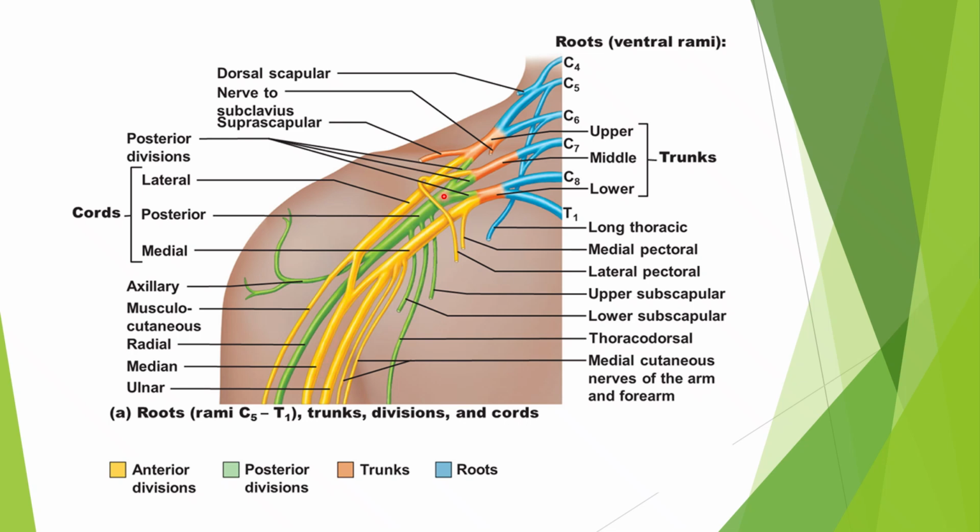Branches of the posterior cord: upper subscapular, lower subscapular, nerve to latissimus dorsi, the axillary nerve, and the continuation of the posterior cord is the radial nerve.